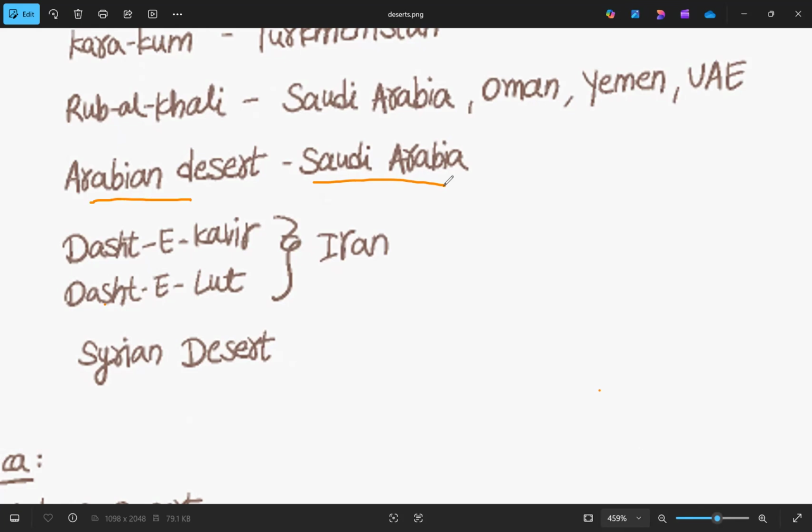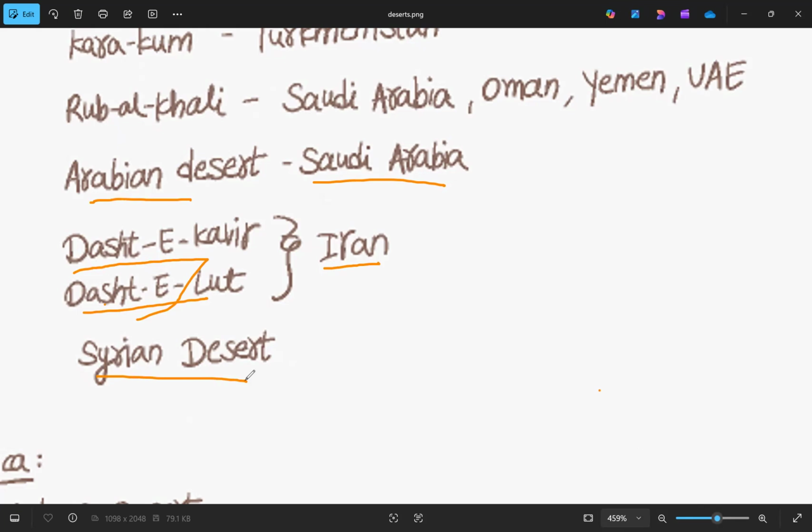The next one is Dasht-e-Kawir and Dasht-e-Lut. So these are the deserts. Where are they located? Dasht-e-Kawir, Dasht-e-Lut. These are located in the country of Iran. And the next one we have is Syrian desert. So this Syrian desert is almost in Syria.